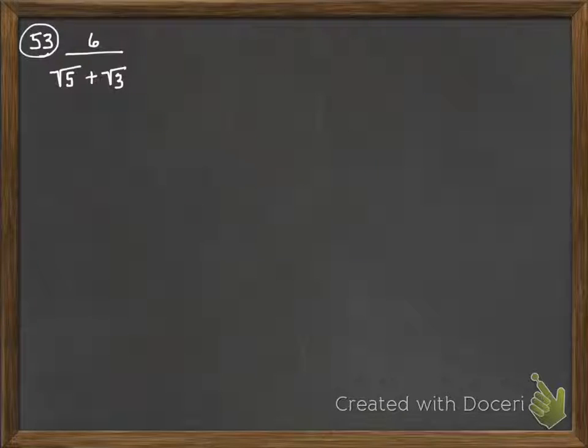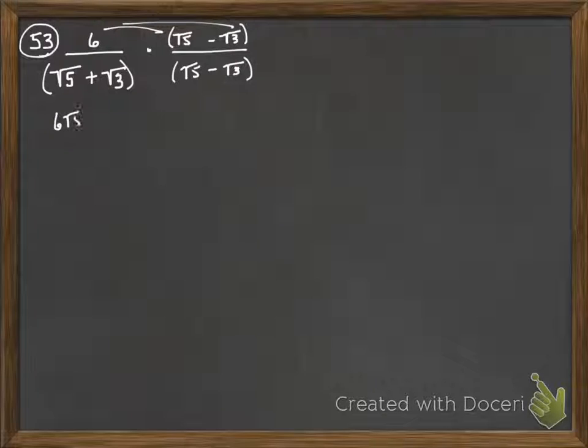Same thing for 53, except you just happen to have two radicals in your binomial. No big deal. Still follow the same process. You take the square root of 5. Instead of being plus the square root of 3, you're going to do minus the square root of 3. So a binomial that's exactly the same except for the sign is called a conjugate. And then we're going to multiply top times the top and bottom times the bottom. Again, what this process does is it gets rid of all of the radicals in the denominator. That's why you're doing it.